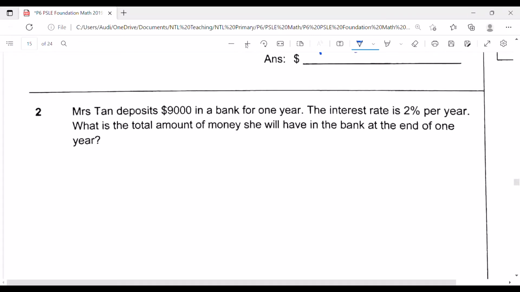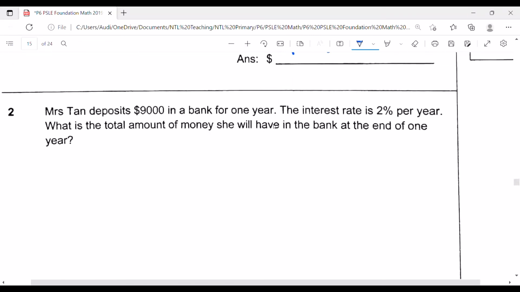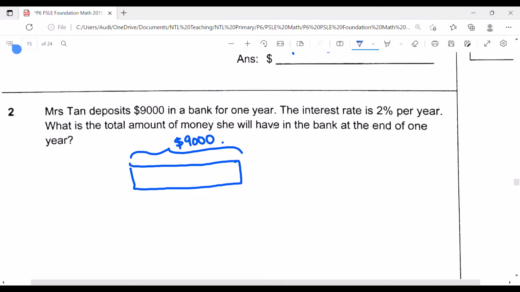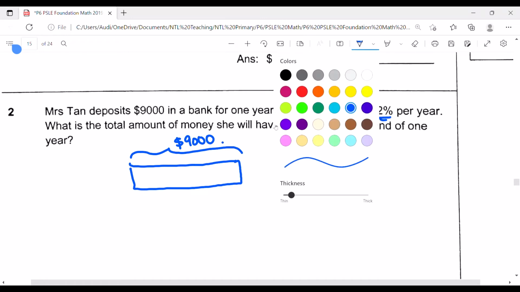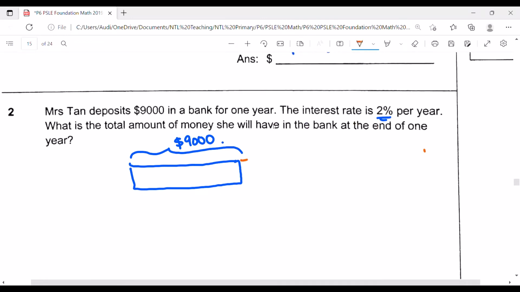Okay, let's move on to question number 2. Mrs. Tan deposits 9,000 in the bank for 1 year. So again, when we see questions like this, try not to get intimidated by the amount of information. We'll just draw a simple model and everything is 9,000. The interest rate is 2% a year. Interest rate means the extra that she will earn. So extra means extra money. So not part of the 9,000, this is extra. And this is 2%.